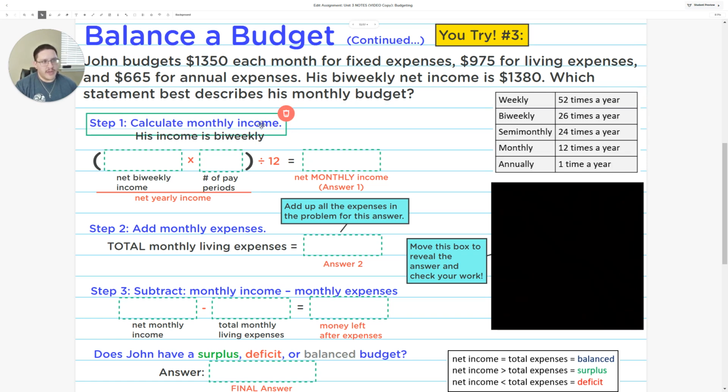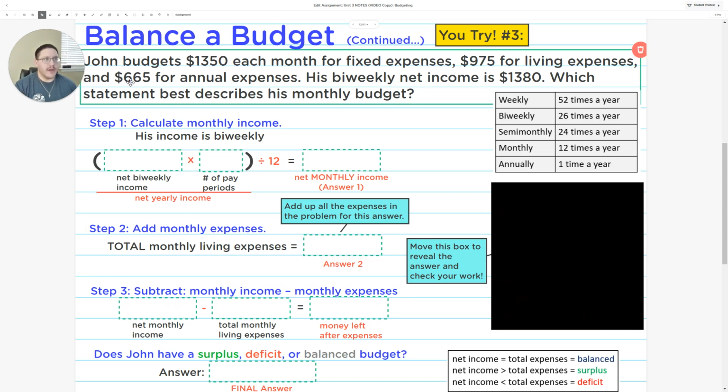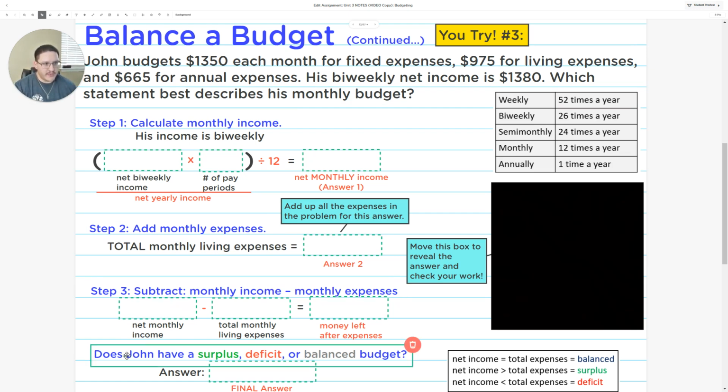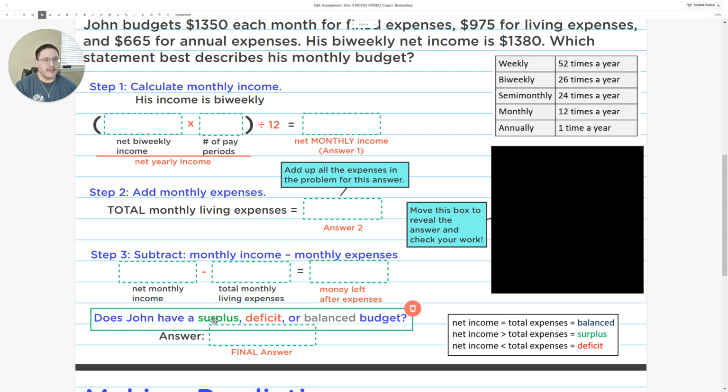Step 1, calculate his monthly income. Step 2, add the monthly expenses. And be careful because this does say for annual expenses, but John budgets each month, so that includes the $665 for annual expenses. Each month he has to budget $665 for that annual expense down the line. That's what that means. Step 3, subtract monthly expenses from monthly income, and then figure out if John has a surplus, deficit, or if this is a balanced budget.